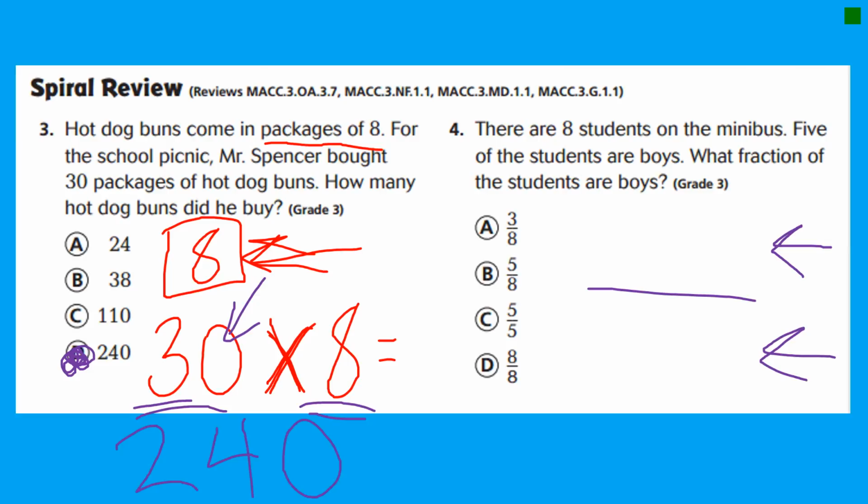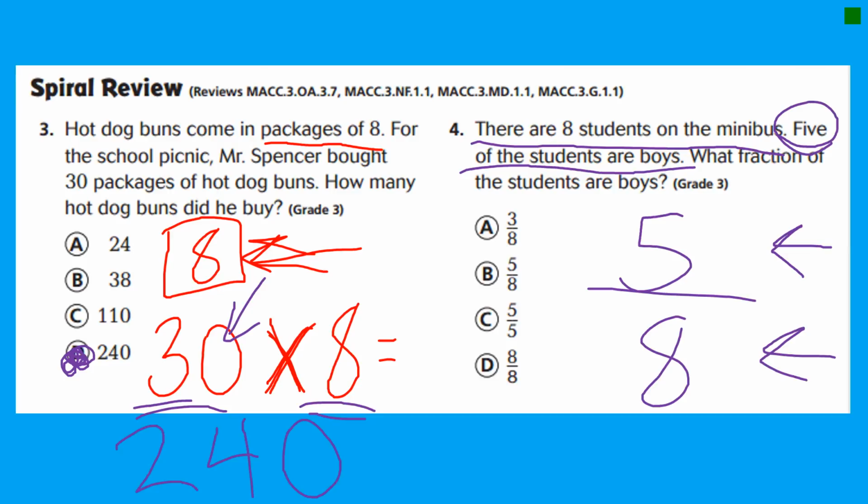I'm going to reread here. There are 8 students on the minibus. That's right here. Okay, so that's all the students on the minibus, the whole set. What fraction of the students are boys? Oh, wait. Look what I skipped here. 5 of the students are boys. So that's the part that they're asking us about, the part we're talking about. So 5/8 are boys. Ding. Okay?